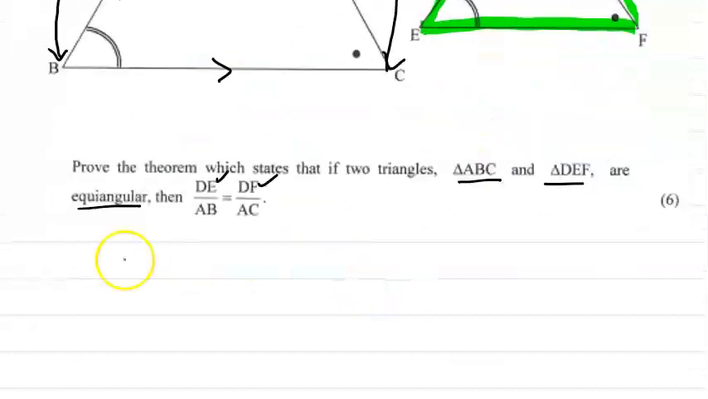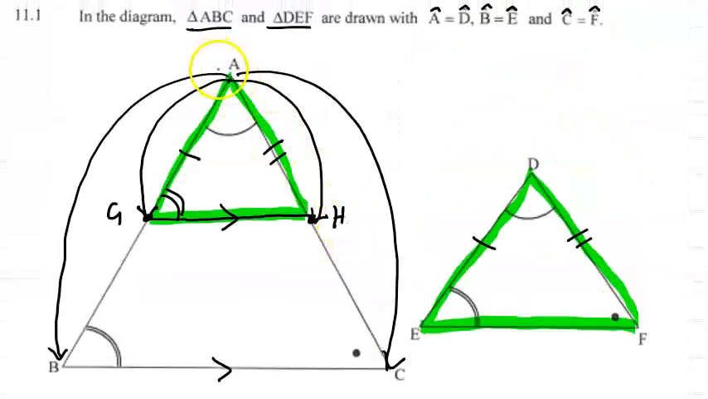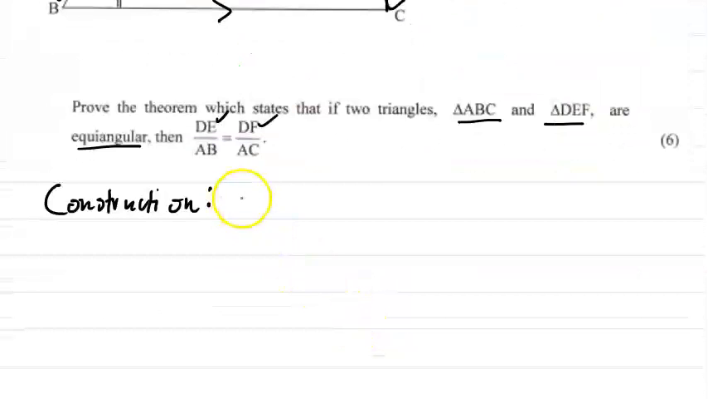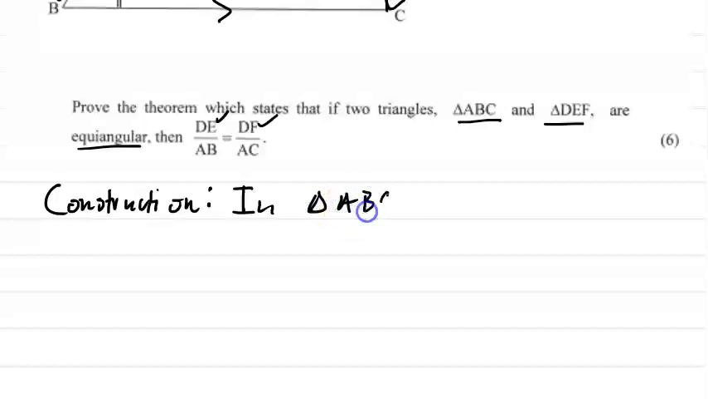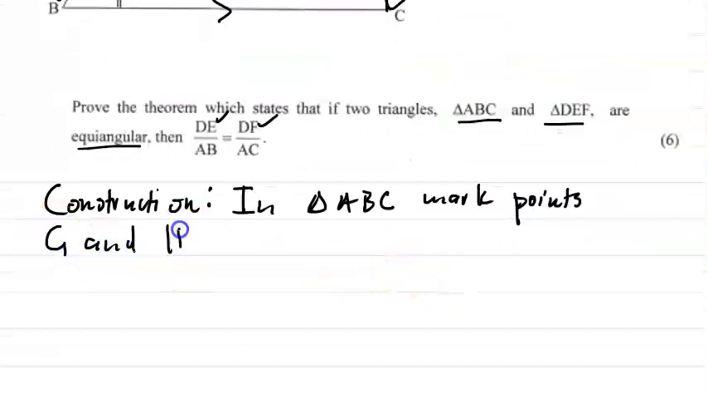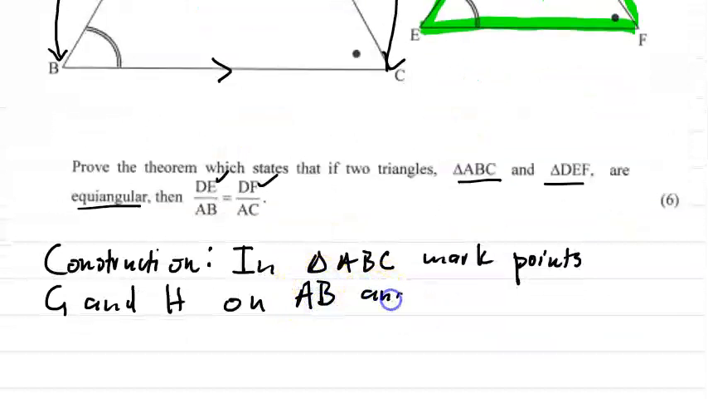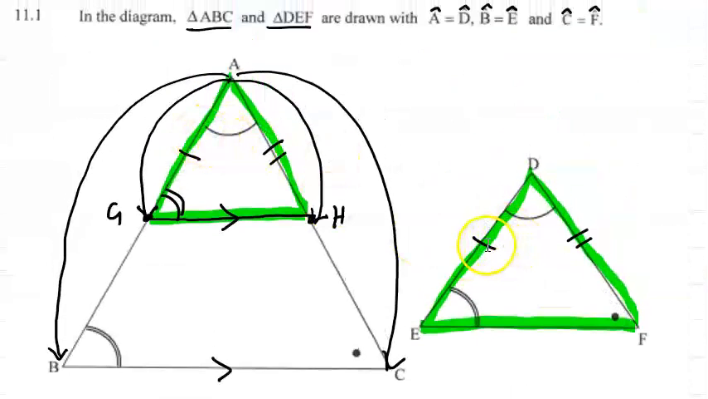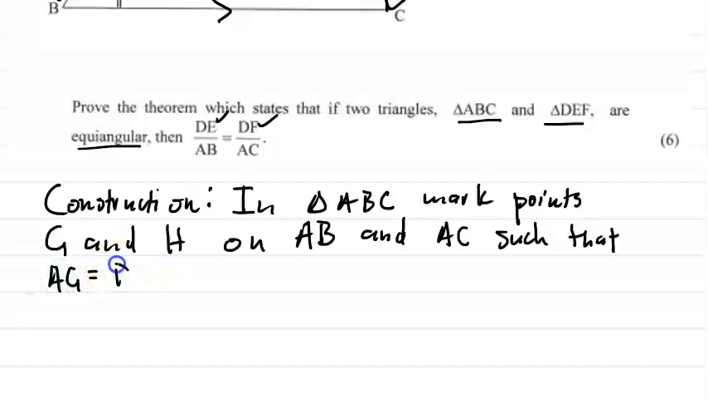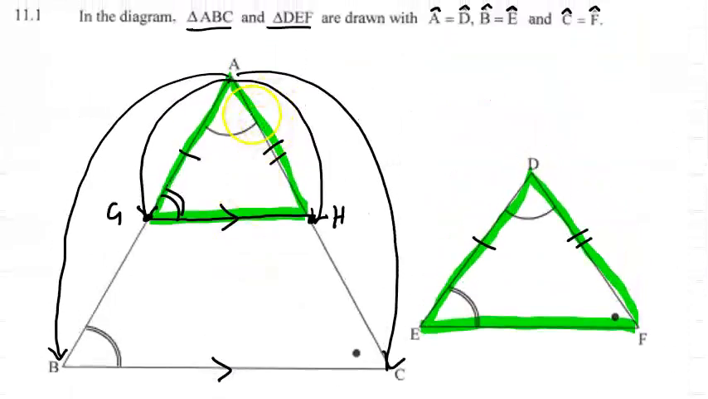So what was the first thing that I told you? So let's do the construction. So we're going to recount our steps. So the construction is as follows. We're going to say that in triangle ABC, mark points G and H on AB and AC, such that AG is equal to DE and AH is equal to DF.